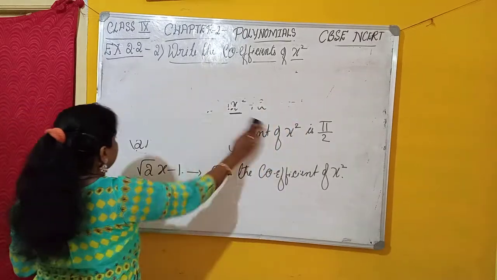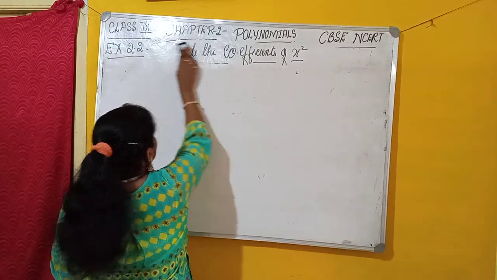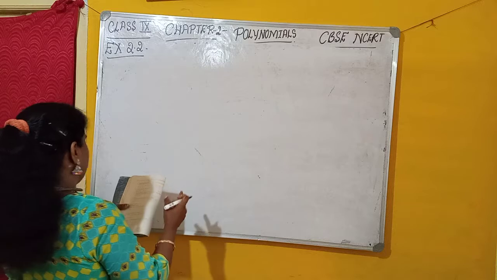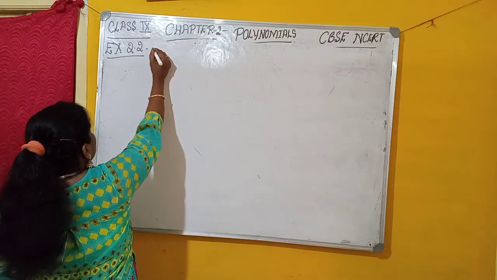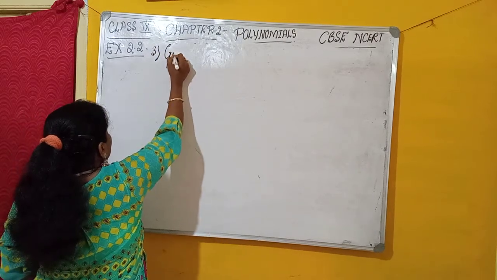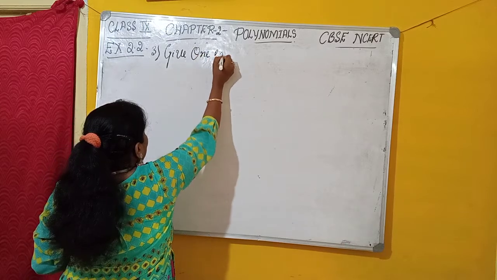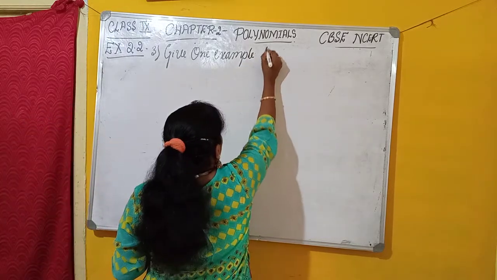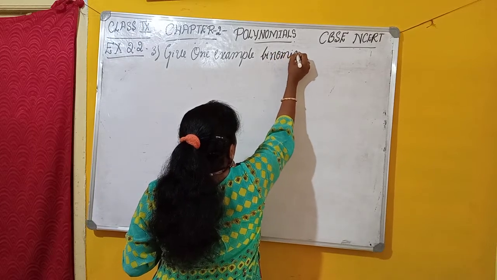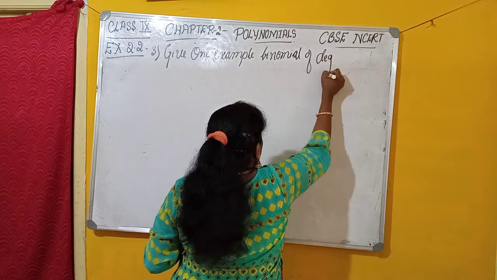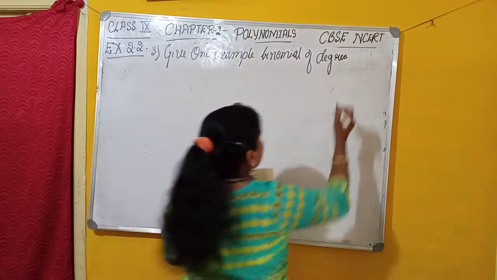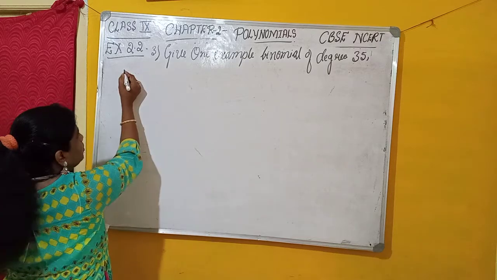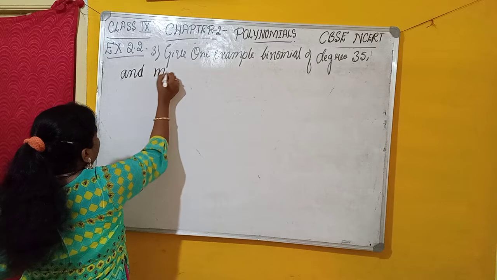The third one, exercise 2.2. Give an example each of a binomial of degree 35 and of a monomial of degree 100.